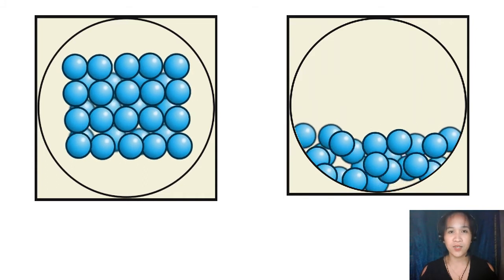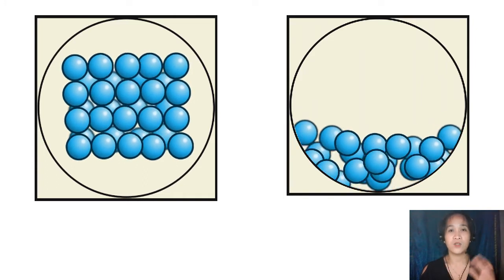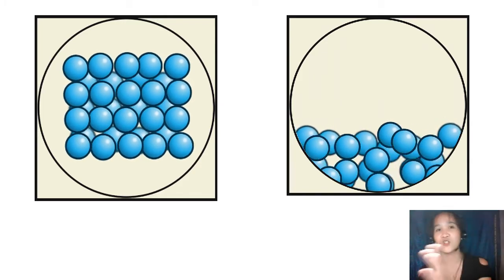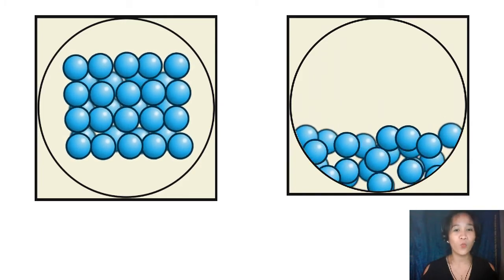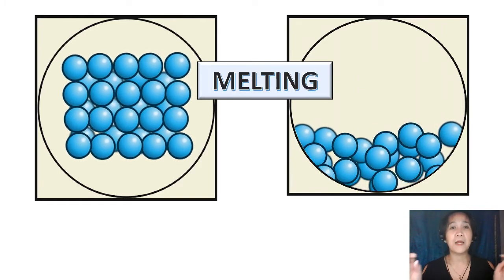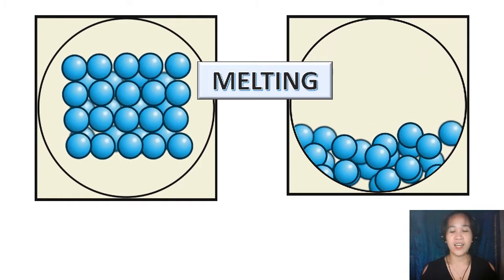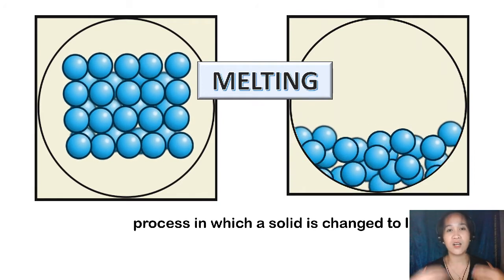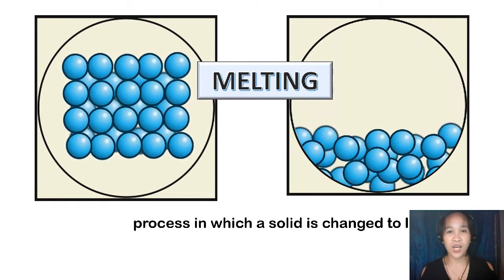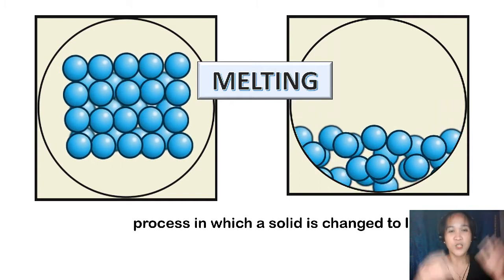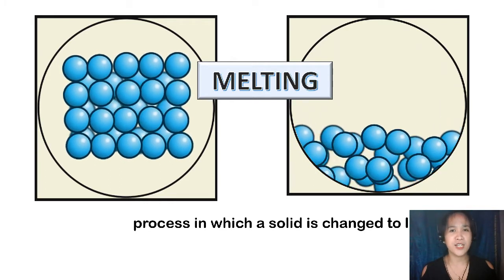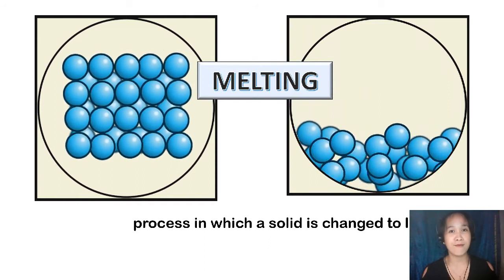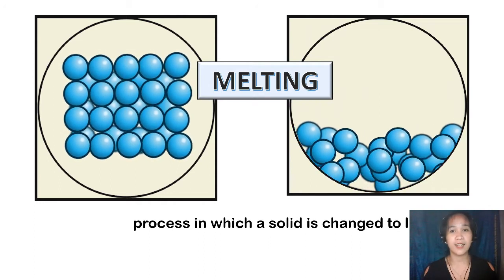Okay, so what do you call this transformation? This transformation process in which a solid is changed to liquid is called what? Called melting. Okay, so what is melting again? It is the process in which a solid is changed to liquid. So now it's your time to give other examples of this process. Give at least 5.